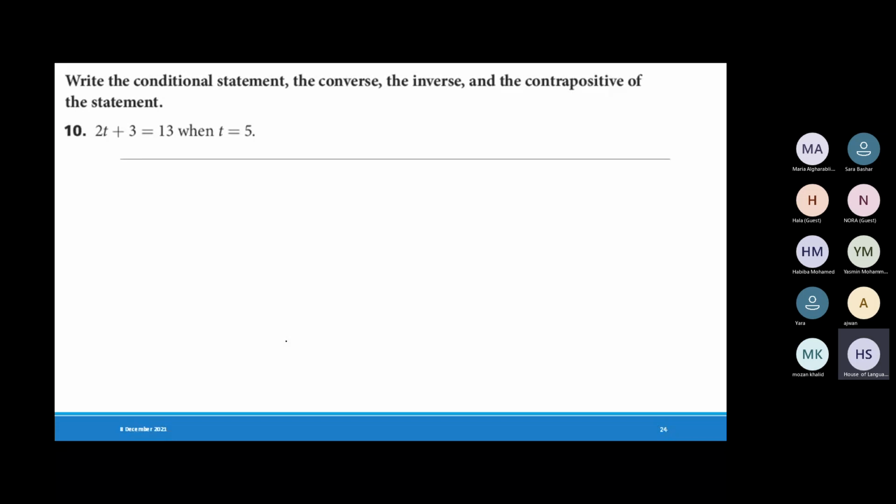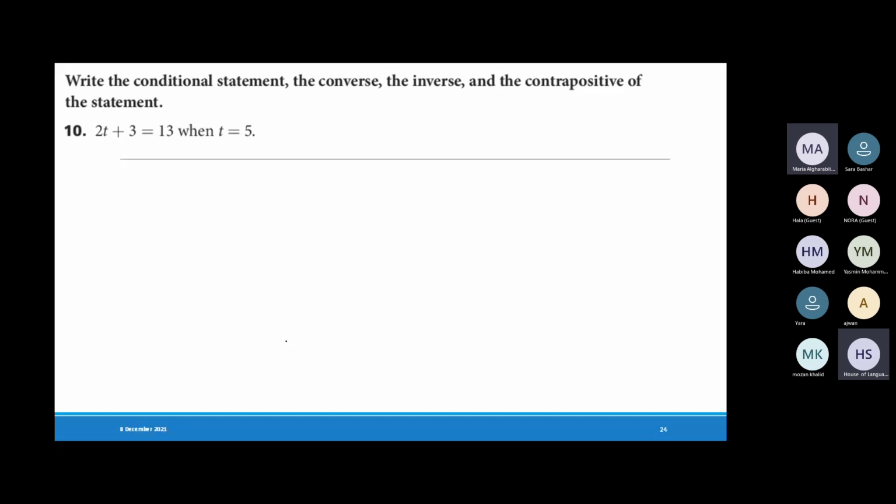Converse, change the order. Serene said this is P and this is Q. Yes, so how will it be? If 2t plus 3 is 13, then t is 5. This is P and this is Q. Serene said if t is 5, then 2t plus 3 is 13.